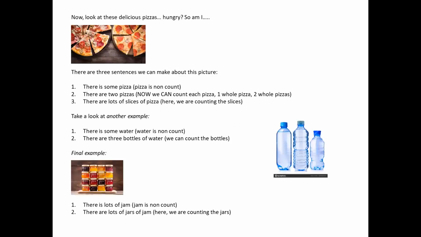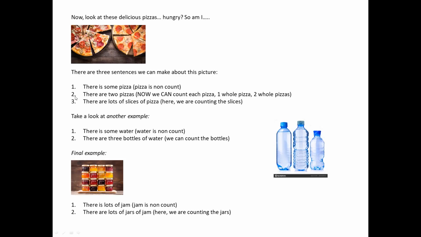Now, here's where it gets a little bit confusing. For food items, we can usually make both count and non-count sentences for each food item. So if you look at the top of the 2 pizzas, this one, we can actually make 3 sentences. Number 1, there is some pizza. And pizza is non-count. There is some pizza, but we don't know exactly how much. We just know there is some. So in this case, it's non-count.